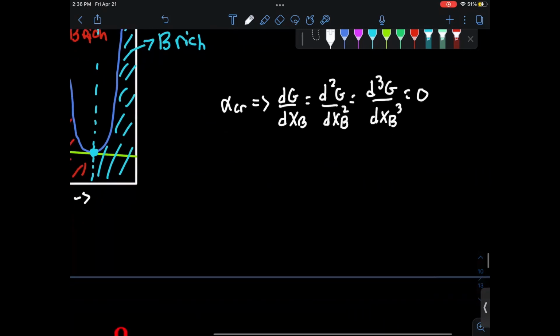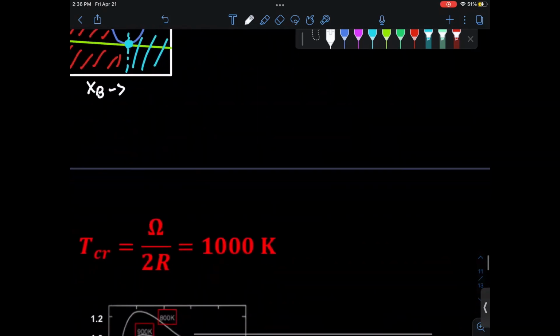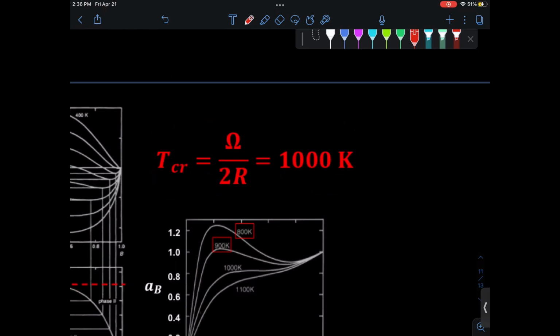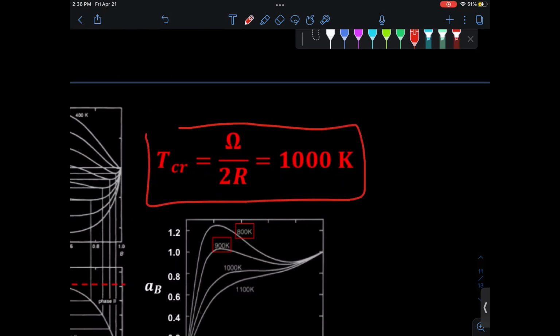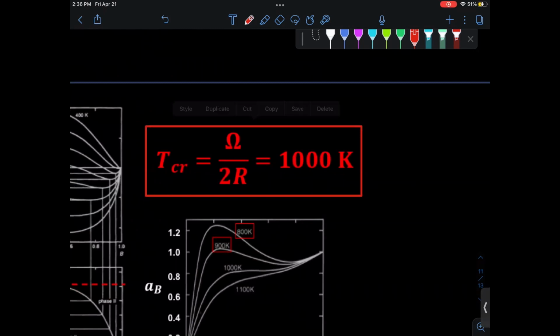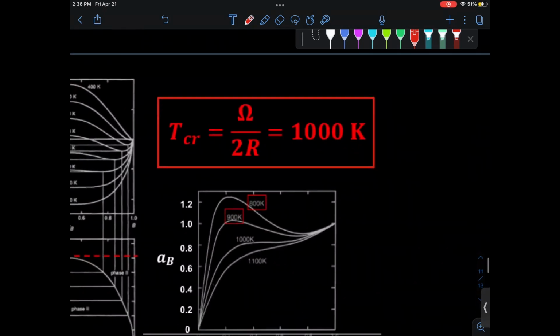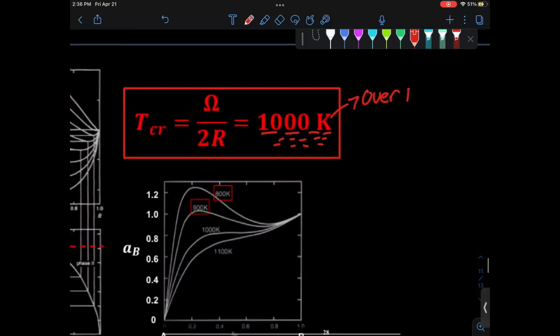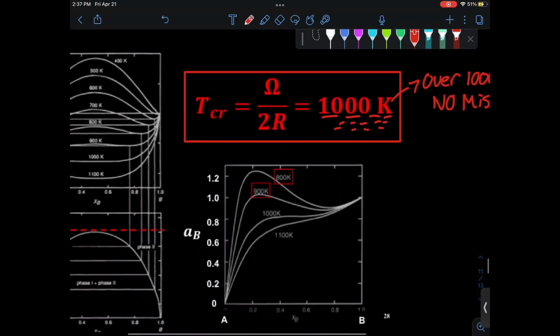At this point, there is some critical temperature that we can examine corresponding to omega, our interaction parameter, divided by 2 times the ideal gas constant. And this critical temperature says anything underneath this, we are at some kind of miscibility gap. Anything over 1000 Kelvin, we have no miscibility gap, which means our components are fully miscible.